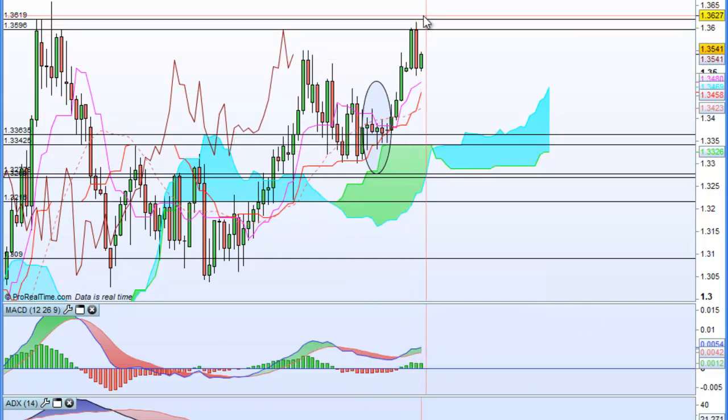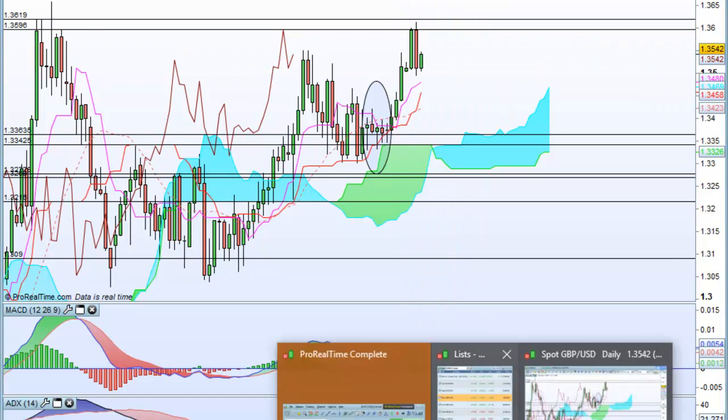Now we're just looking for some profit taking, as well as watching what the price action will be as it tries to break past this resistance at the top end of the cloud.